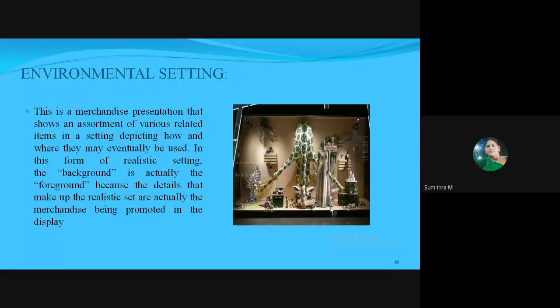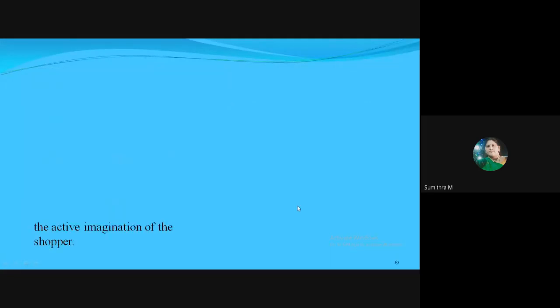Environmental setting. The background will be in an environmental form. That means some forms of animals, leaves, trees, or some basic spaces are represented, and that is named an environmental setting. Then near that you can place the mannequin and place your garments, or some other display can also be done in an environmental setting.